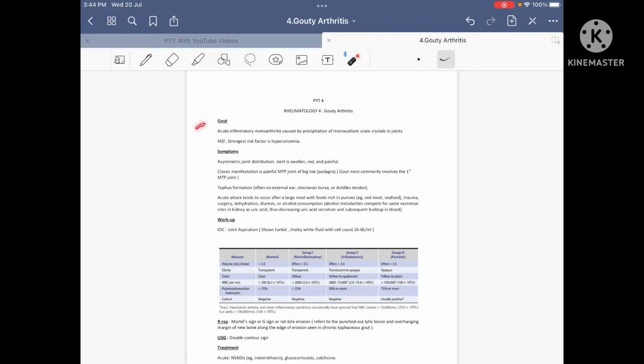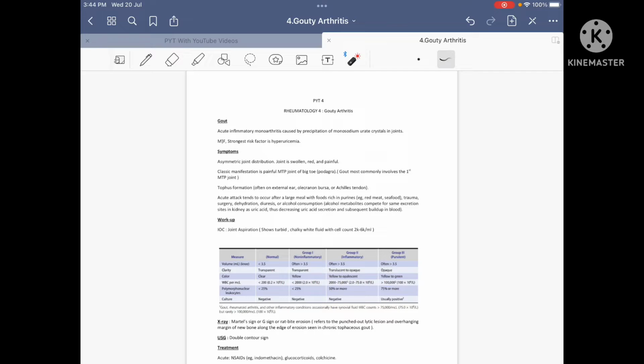Let's start with gout. It is acute inflammatory monoarthritis caused by precipitation of the monosodium urate crystal in joints. This is asked many times. Monosodium urate, male more than female, and the strongest risk factor is hyperuricemia. Patient will present with asymmetric joint distribution, joint swollen, red, painful. In case of rheumatoid arthritis, there was symmetrical joint involvement, as in the previous video.